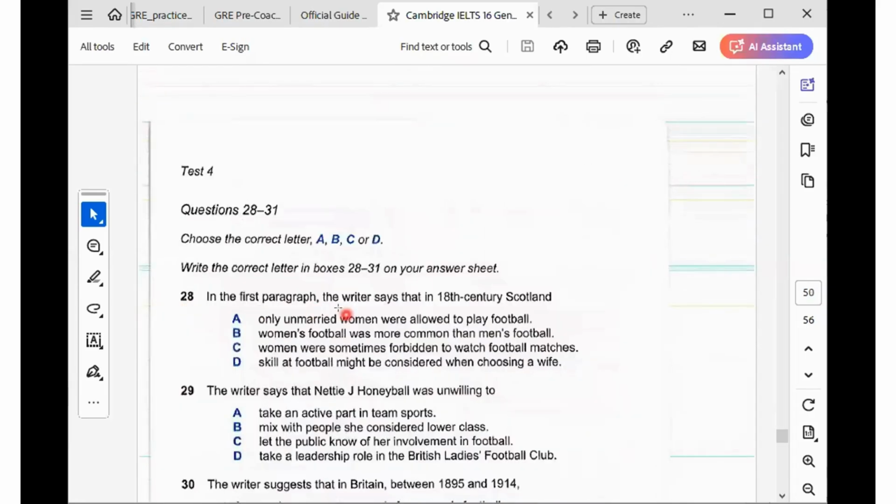In the first paragraph, the writer says that in 18th century Scotland, only unmarried women were allowed to play. No, that's not true. Women's football was more common. No, they didn't mention that. Women were sometimes forbidden to watch. No. Skill at football might be considered when choosing. Yes, the answer is option D. Number 28 is D. It is fully supported by the paragraph.